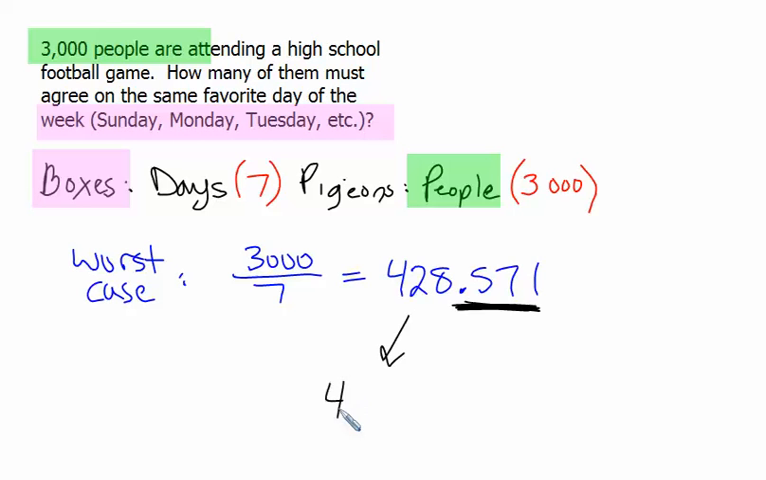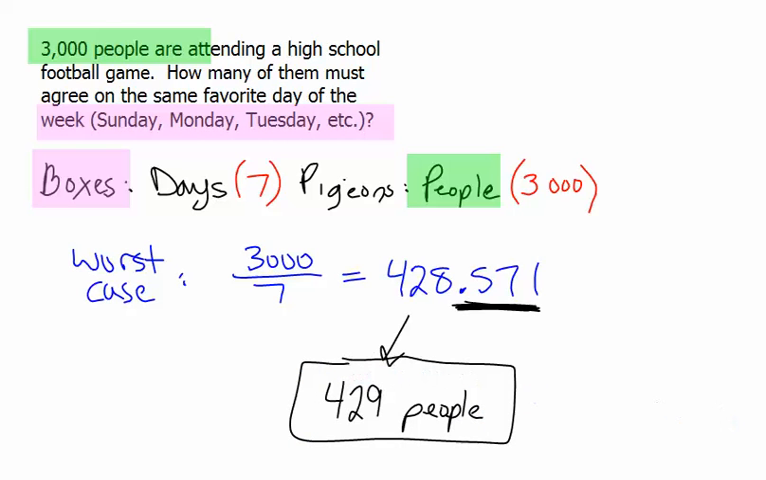They will be the 429th person for one of the boxes. And therefore, we can guarantee that at least 429 people are going to agree on the same favorite day of the week. It could be more, but we would be able to guarantee 429 people do agree.